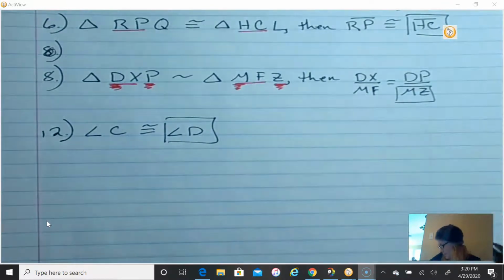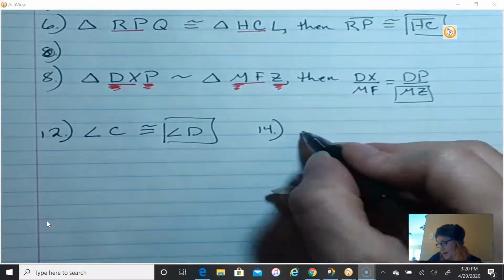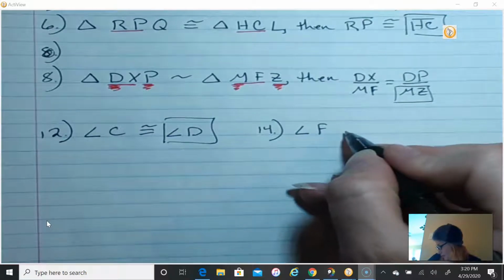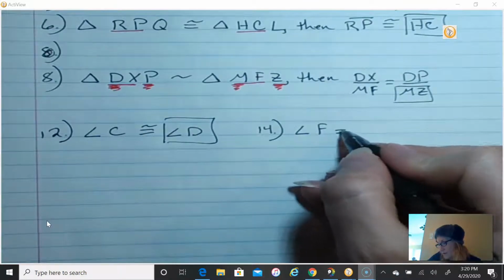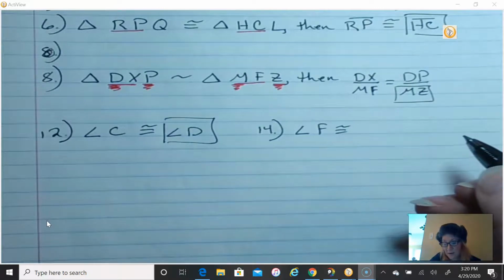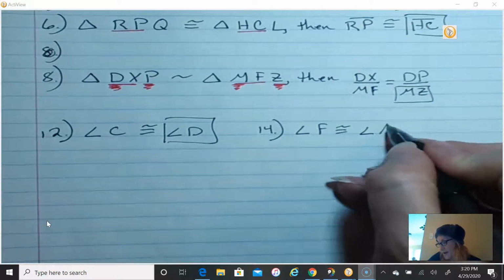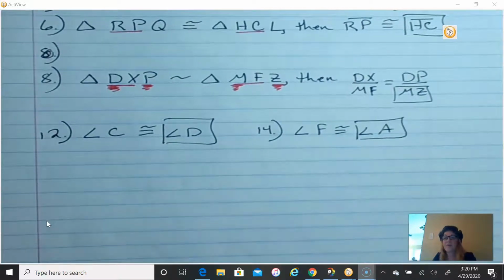Okay, 14. Angle F. What does it correspond with? What angle? This is going to be a hard one. Angle F corresponds with angle A. Okay, if you did not get that, then you need to pause the video and look to see why A corresponds with F. You'll see it.